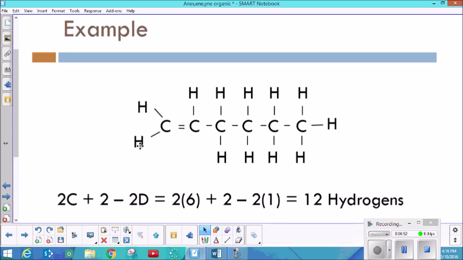So 1, 2, 3, 4. This carbon right here, marked in red, has 4 bonds. 1, 2, 3, 4. And because of this double bond, he does not need the extra hydrogen. This carbon has 1, 2, 3, 4. These are covalent bonds, so they're shared. This carbon, carbon number 1, and carbon number 2, are sharing these double bonds.